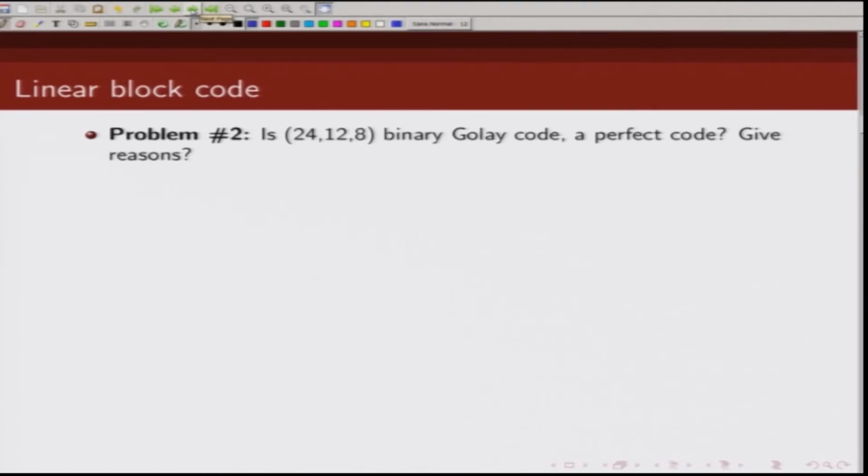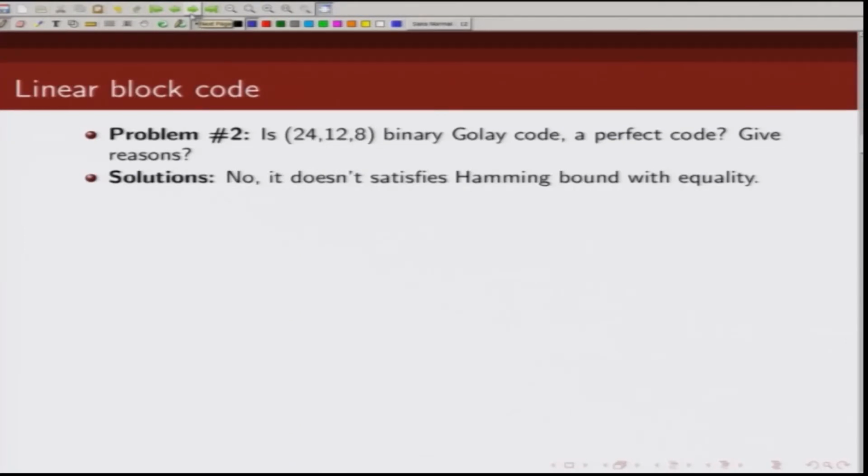The next question is: the (24, 12, 8) binary Golay code, is this a perfect code? Now, again here n is 24, k is 12 and minimum distance is 8. Now, what is a perfect code? A code that satisfies the Hamming bound with equality is a perfect code. So, we have to check whether this code satisfies the Hamming bound with equality. The answer to this question is no, and we will come to that in a minute. It does not satisfy the Hamming bound with equality.